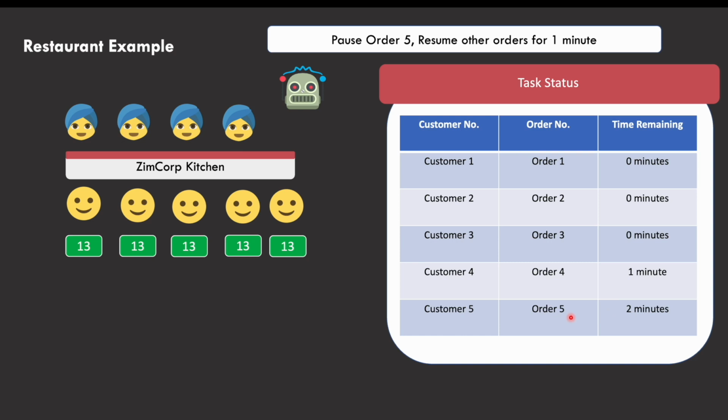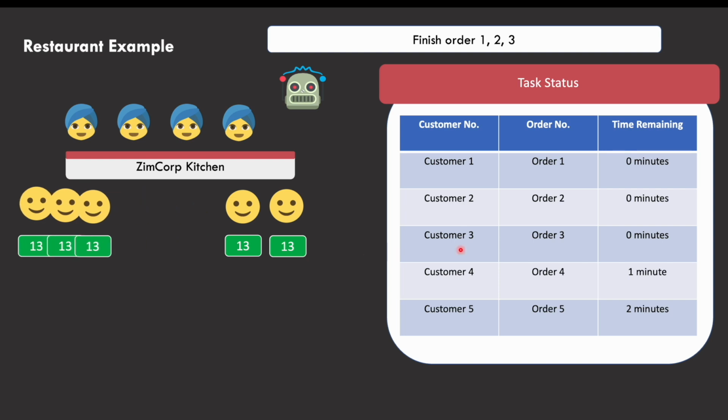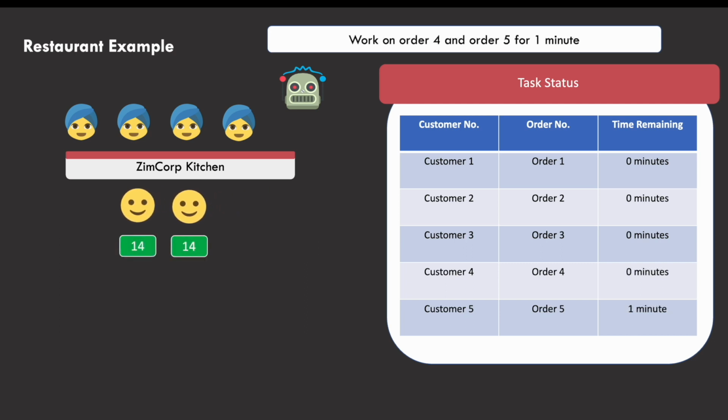Customer order number 5 has been paused and still has 2 minutes remaining. By this time, all the customers have been waiting for 13 minutes each, right? But none of them are unhappy. So next we finish order 1, 2 and 3, which was finished already. So it means the 3 of them can go and the 2 of them can be served.